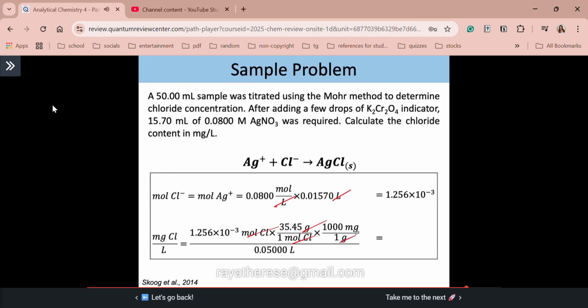Dapat by now kaya nyo na mag-solve under ng mga classical methods natin. So for this problem, the chloride is 891 ppm. O see? Very easy lang, class.